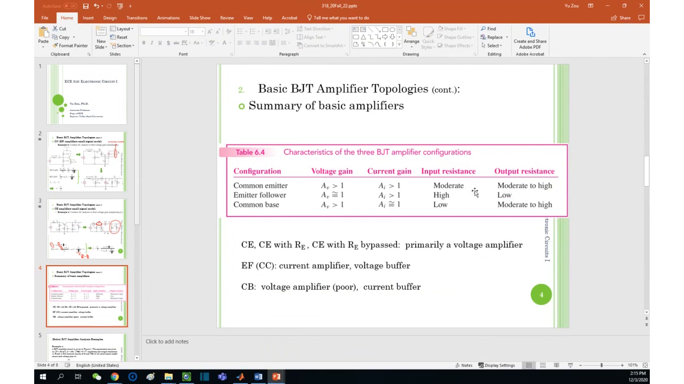So the common collector has high input impedance and low output impedance. Good, we like it. The gain is kind of doing nothing, right? However, it is a very good input stage and also a very good output stage.